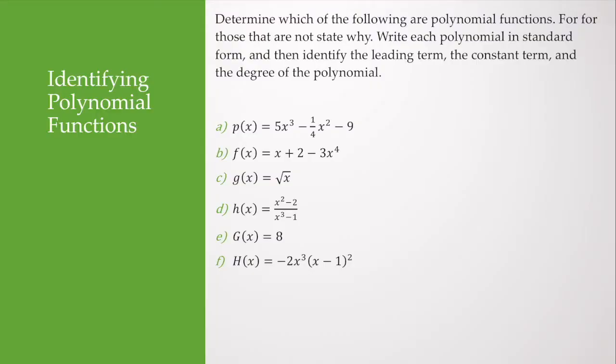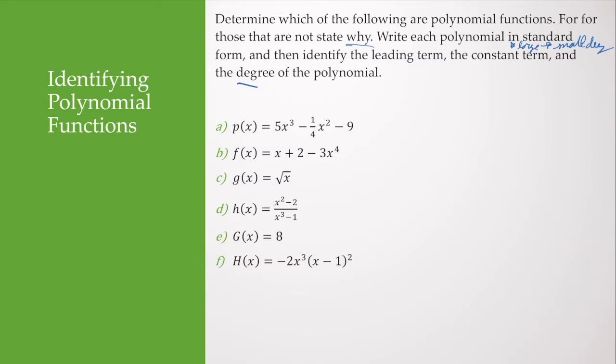So let's determine which of the following are polynomial functions. If they are not a polynomial function, I want you to tell me why. And then we should write each polynomial in standard form, meaning that it is largest to smallest degree. And then I want us to identify our leading term, constant term, and the degree of the polynomial. So lots of steps. So let's look at A.